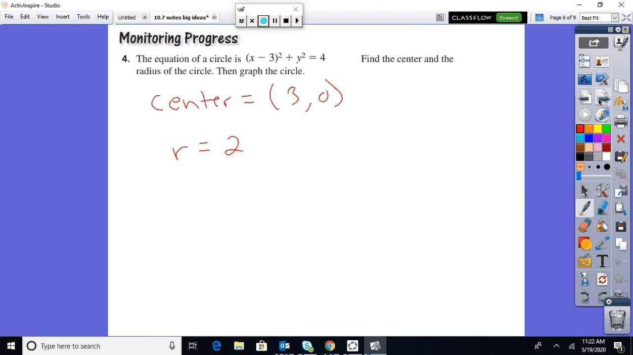All right, we're back. And here we go. The equation of a circle is this. So again, I got to flip. If I got x minus 3, then that's going to give me a positive 3. Nothing next to the y, so that gives me a 0. And remember, this is in our squared form, so square root it to get what the radius is.